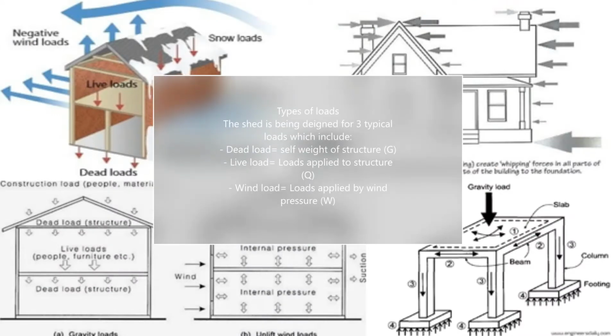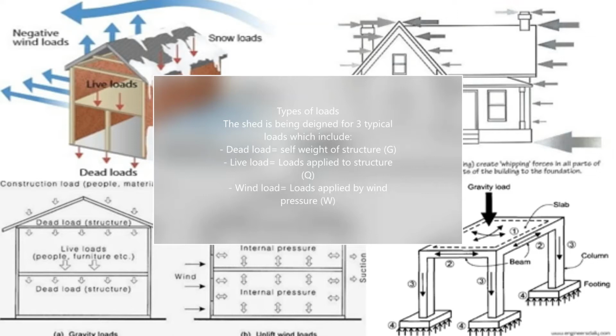Types of loads. 3 types of loads were considered during this project, including dead load, live load, and wind load. Dead load is denoted as G in Australian standards and is the self-weight of the structure and typically follows a vertical path. The next load is live load, which is denoted as the letter Q in Australian standards and is imposed load or load applied to the structure. This load differs from dead load and is not continuously applied to the structure.